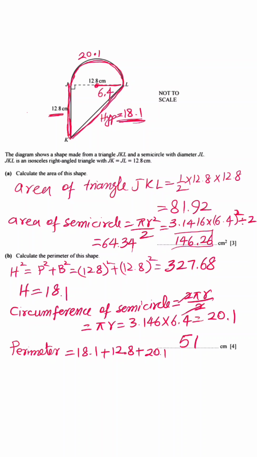Area is here 146.26. This is area, and perimeter is 51 centimeters. So this is a slightly time taking, calculation based and some concept based question.